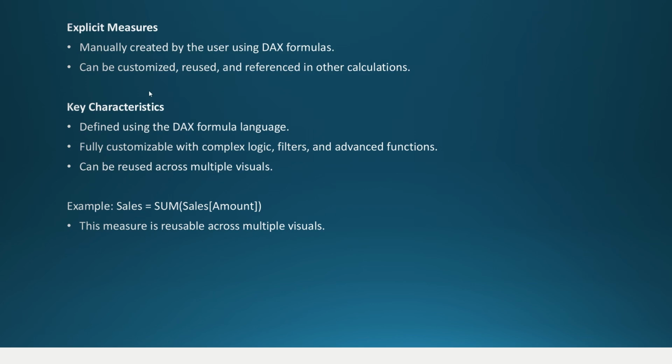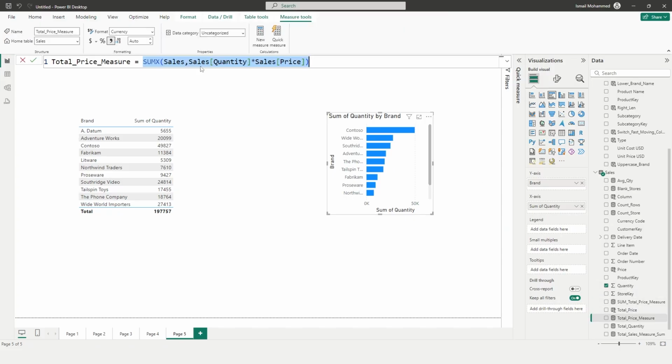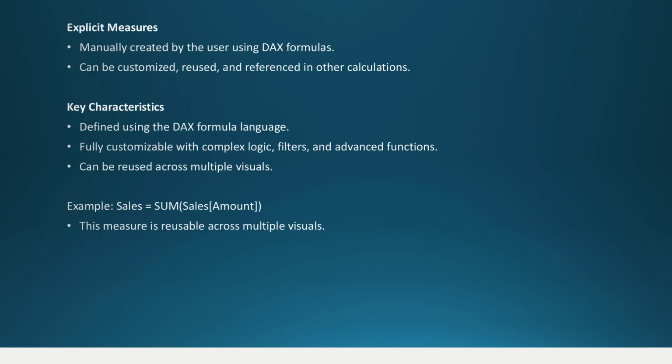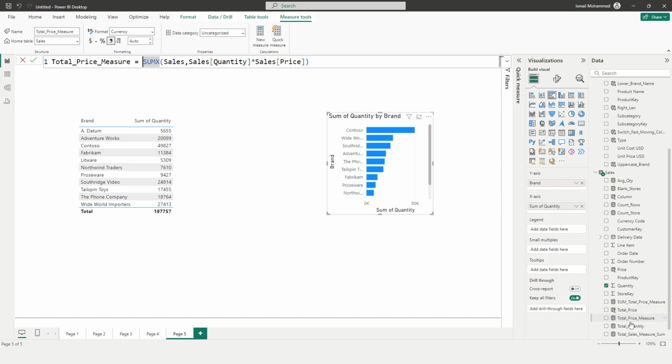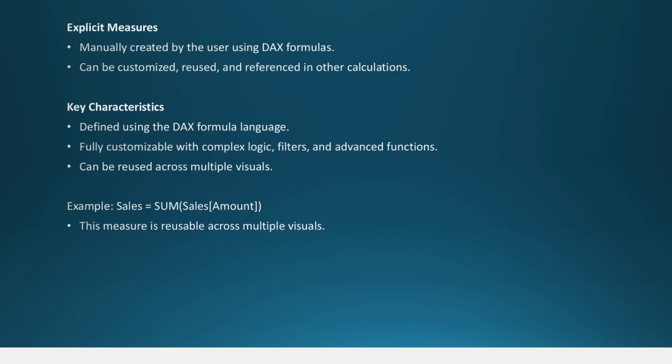Now let's take a look at the explicit measures. Explicit measures are the measures that we saw an example earlier, which are created manually. So this is the explicit measure that we created. We have a lot of control over these measures, the way we define it, the way we apply filters, the way the calculation happens, etc. They can be customized, they can be reused, and they can be referenced in other calculations as well. I can refer to this particular measure that I created, total price measure, in another calculation if I want to use, right? I cannot do that when I'm defining an implicit measure.